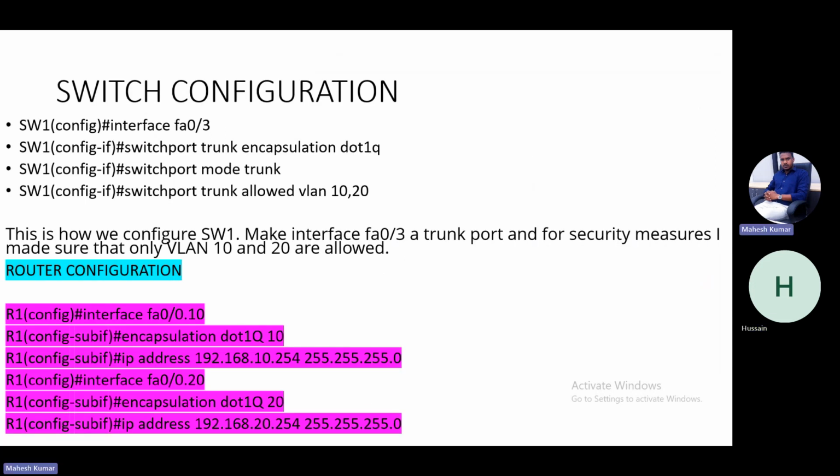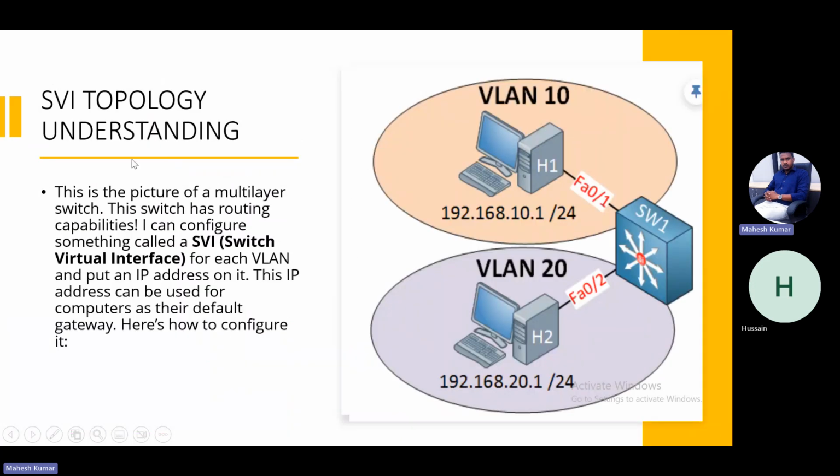And after that we need to create the second sub-interface, FastEthernet 0/0.20, encapsulation dot1q 20, IP address 192.168.20.254. Like this we need to do. So let me complete this one first. Then later we can discuss the SVI, what SVI actually is and how it works.